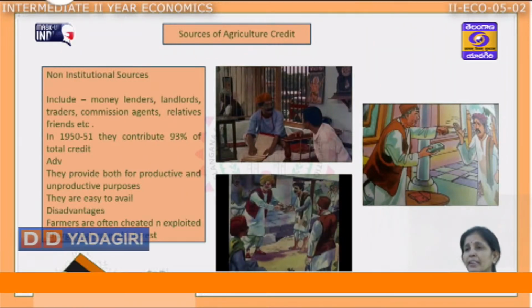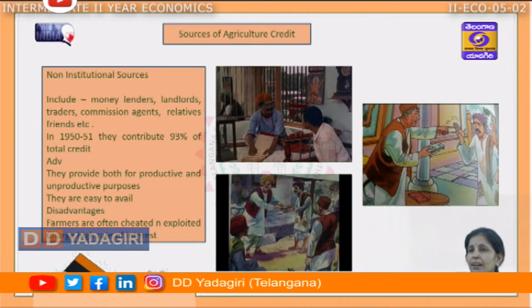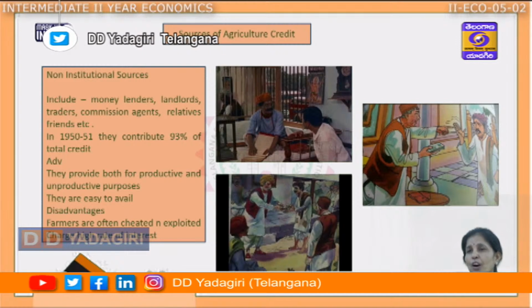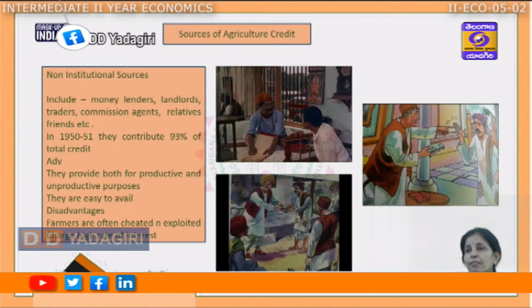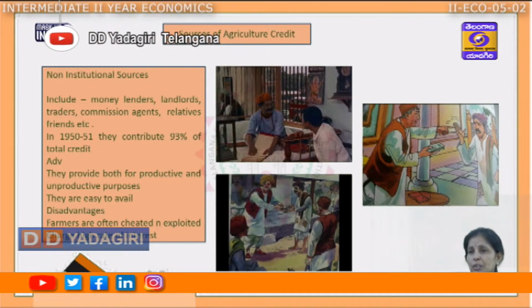What are the various sources from which the farmers get credit? They are basically classified into three: institutional and non-institutional, and formal, semi-formal, and non-formal. In case the farmers are taking from money lenders, who almost contribute 93% of the total credit, or from landlords and traders, then it is a non-institutional source.